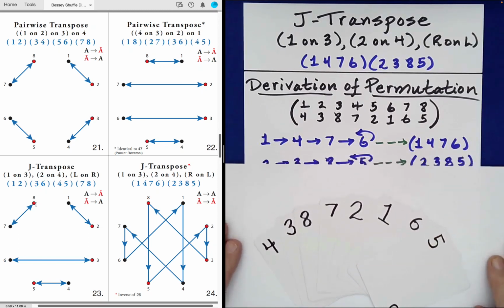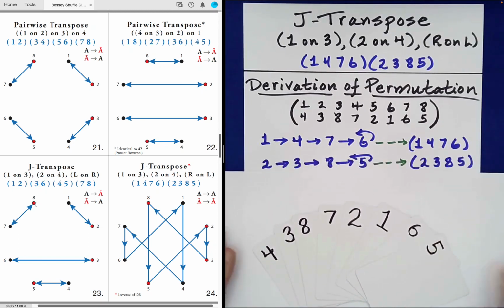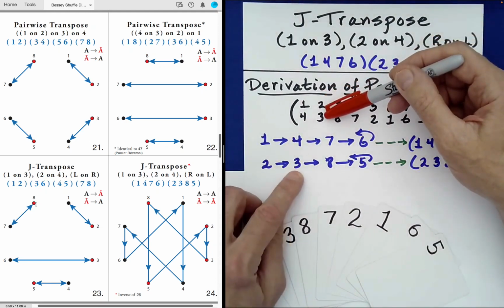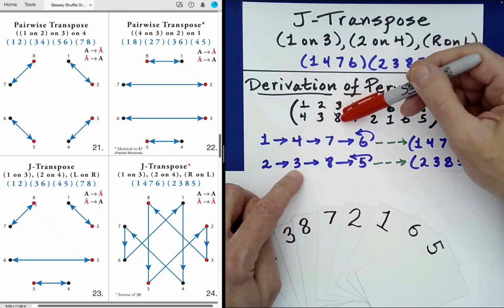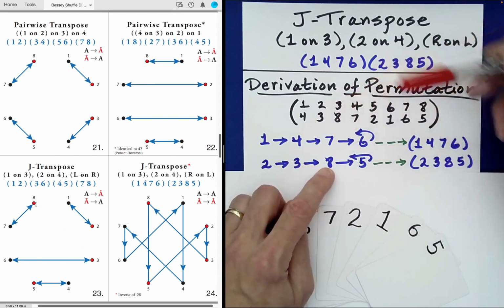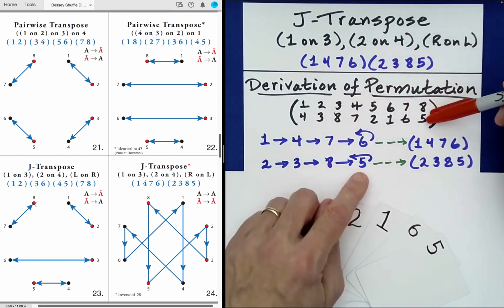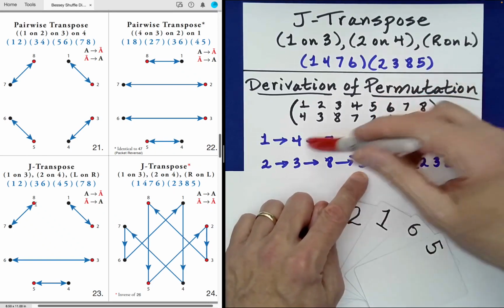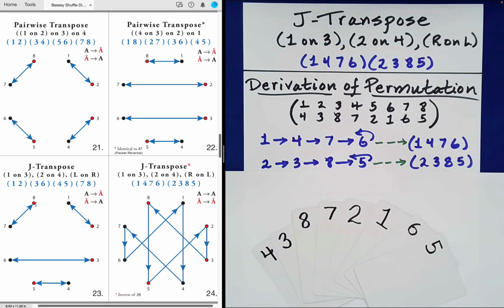What about the other 4 values? What happens to them? Well, 2 goes to 3, so I have an arrow from 2 to 3. 3 goes to 8, so there we go. 8 goes to 5, so an arrow from 8 to 5. And then 5 cycles back around to 2. So that completes a second 4 cycle, and that accounts for all of the position values of these cards.